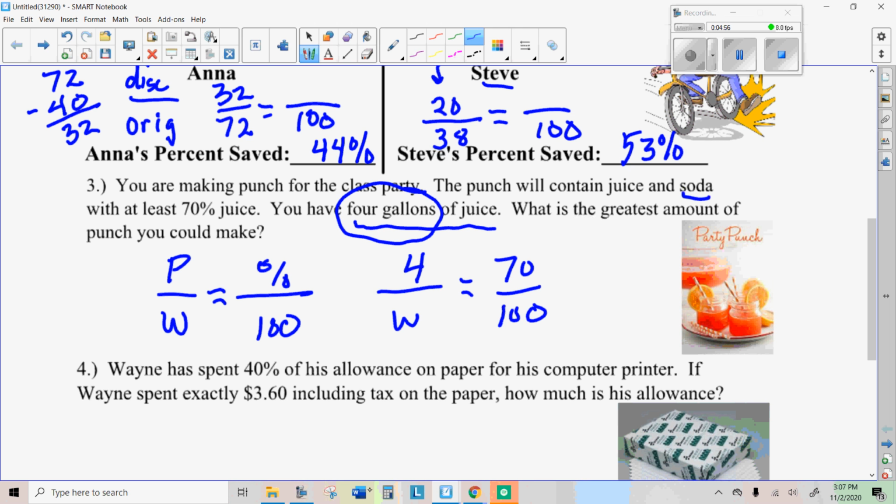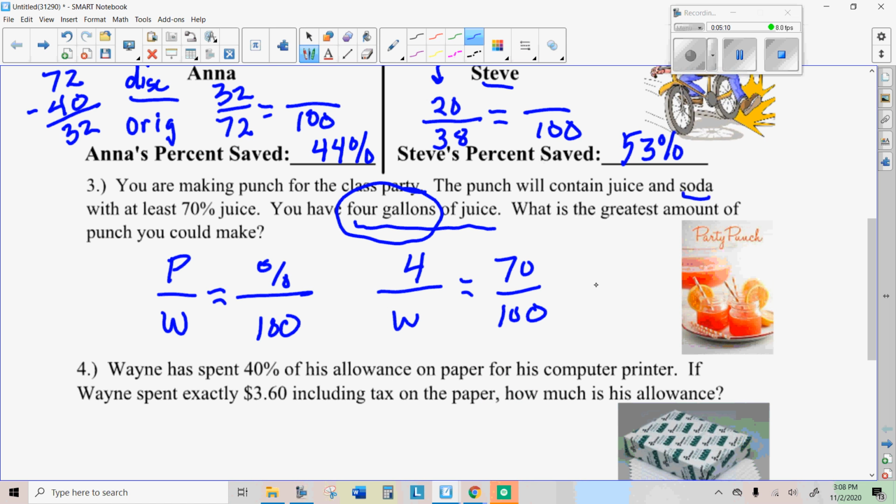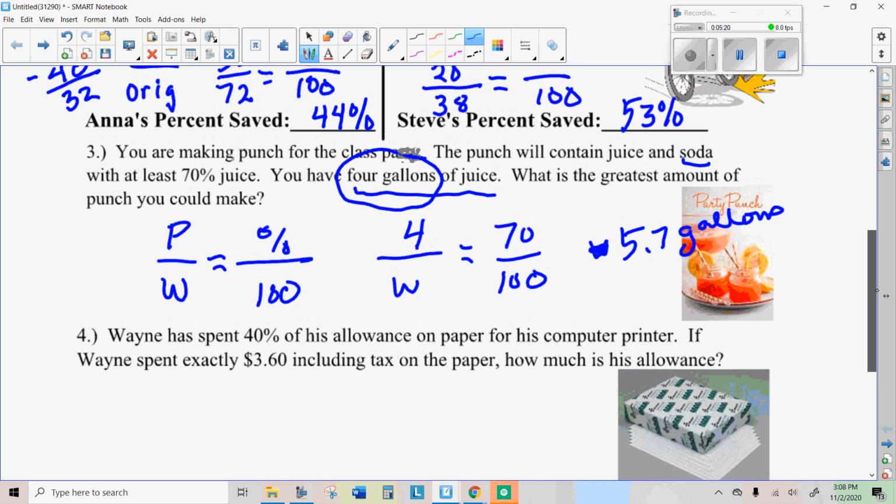Okay, so we're going to do 4 times 100 divided by 70 equals 5.7. We'll just round it to 5.7. So he can make 5.7 gallons. Notice again that our number that we had was the part.